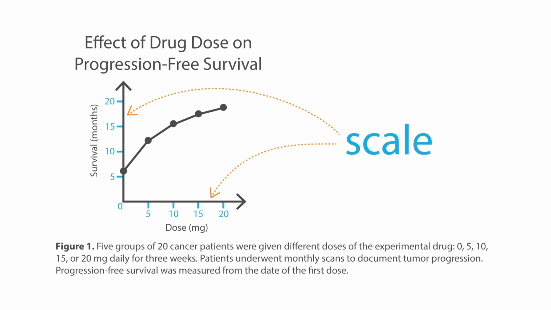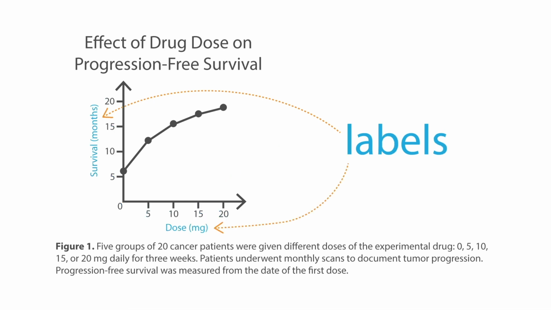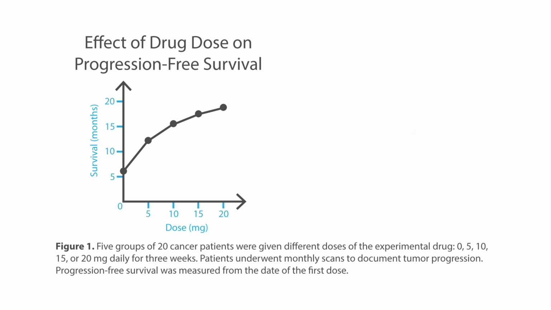Each axis may have a set of numbers called a scale. The scale allows you to interpret what the location of the data points or the size of the bars on your graph mean. Each axis should also have a label that tells you what the axis is representing. The axis label should include the units, and the units are often written in parentheses. Here, for example, our x-axis represents the dose of the drug, while our y-axis represents the survival time in months. We use the scale and the labels together to help us interpret what the data on our graph means.